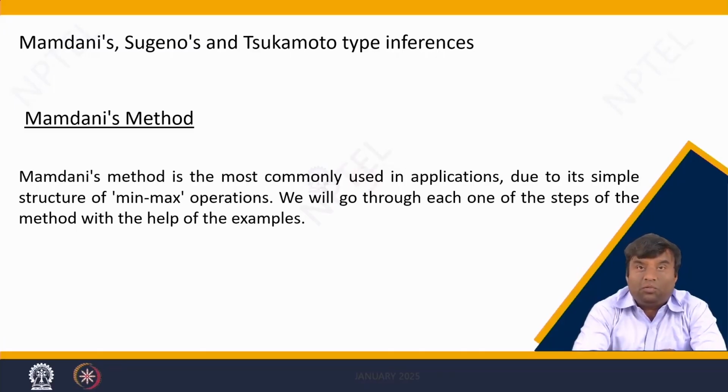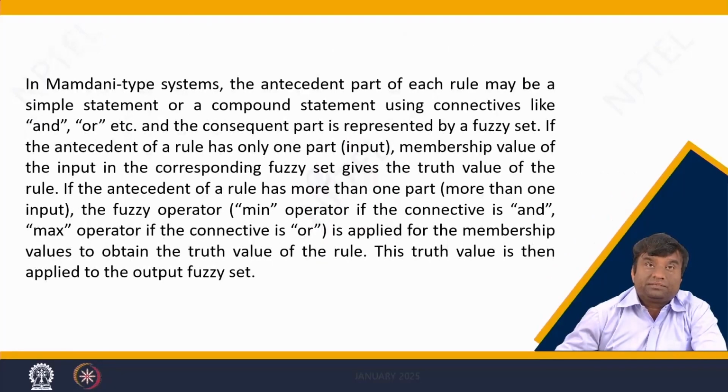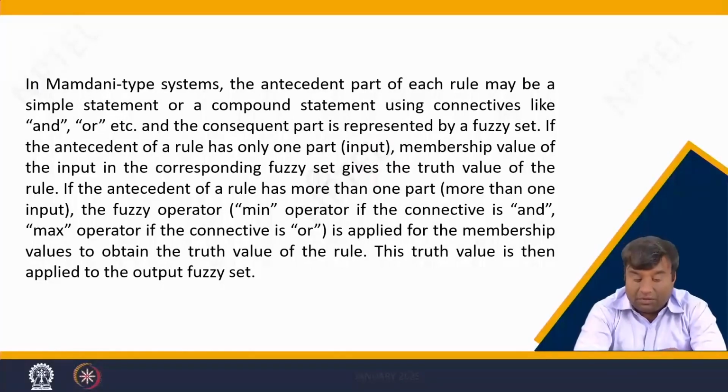Mamdani's method is the most commonly used in applications due to its simple structure of min-max operations. We will go through each one of these steps of the method with the help of examples. In Mamdani type systems, the antecedent part of each rule may be a simple statement or a compound statement using connectives like and, or, etc. If it is and, then we take the minimum; if it is or, then we take the maximum. The subsequent part is represented by a fuzzy set.